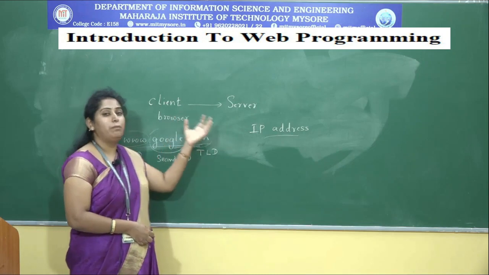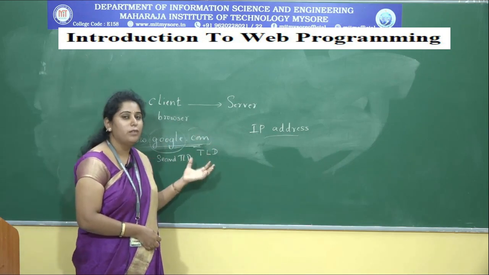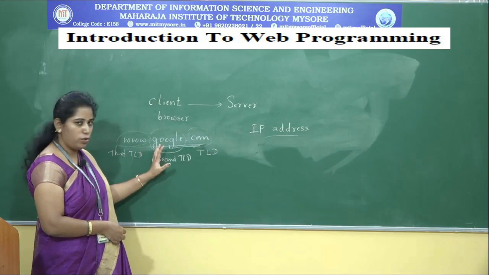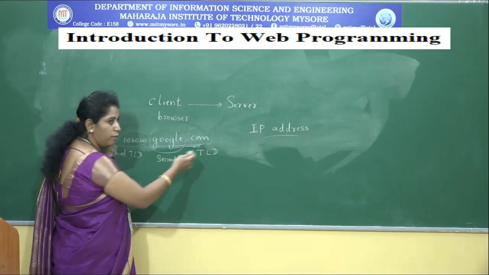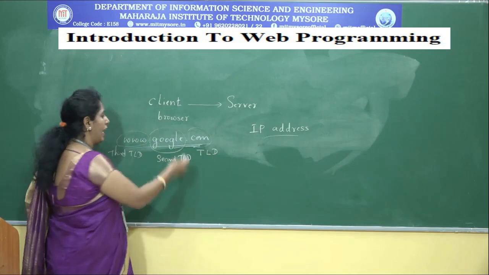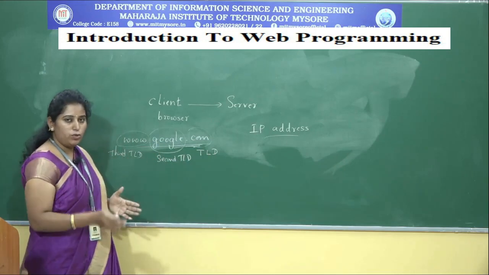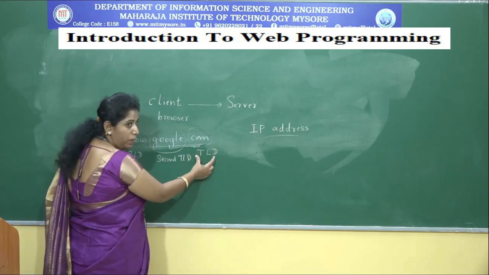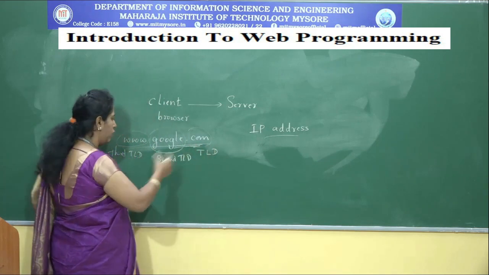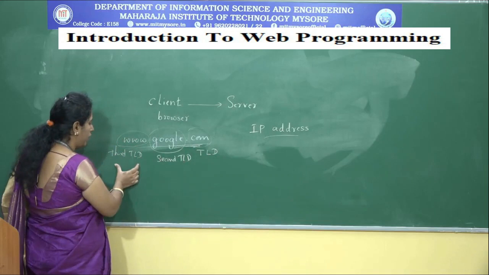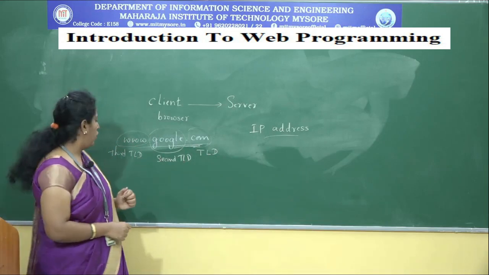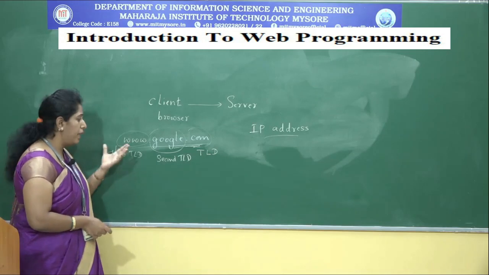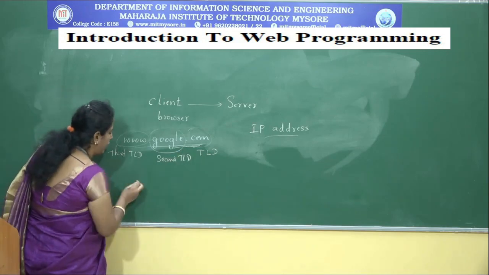Since the IP address is difficult for people to remember, instead we use textual names. This textual name we call a domain name, and the domain name is divided into several parts. From this side we consider this as the top level domain, first top level. This is the second top level domain and this is the third top level domain. Like this, you have seen many domain names.